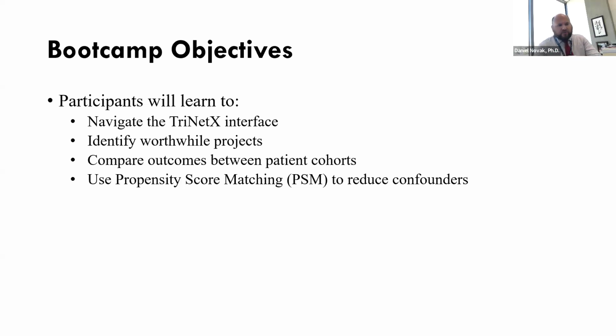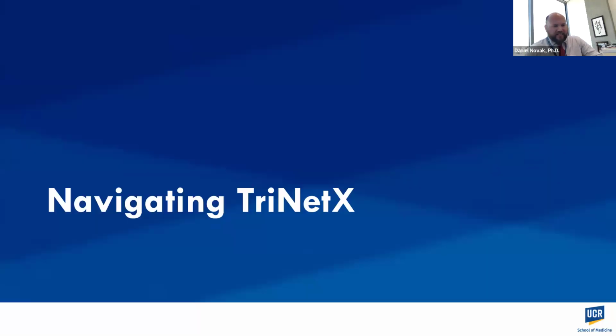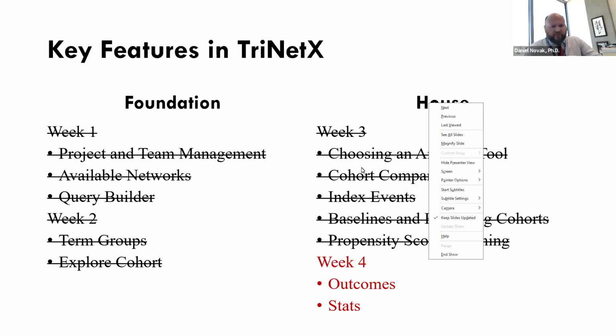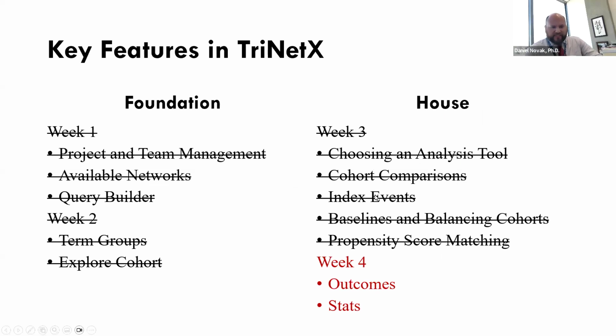As always, through the boot camp, you're going to learn about navigating TriNetX, identifying worthwhile projects, comparing outcomes between patients, and using propensity score matching to reduce confounders. We talked about propensity score matching at length last week, and we're going to just revisit that a little bit. On the way through our sessions, this is kind of the overall structure of our series, and we are now in week 4, looking at our outcome statistics.